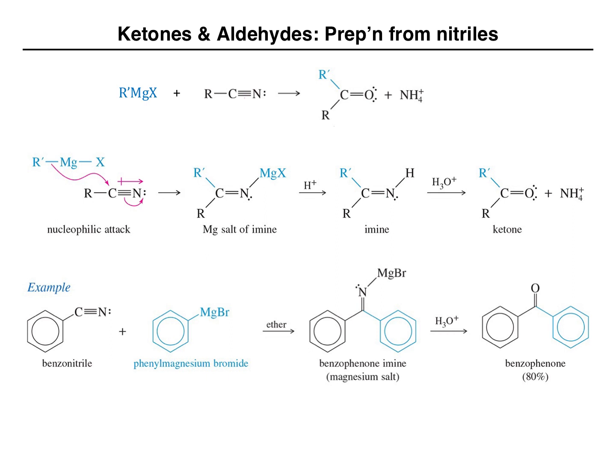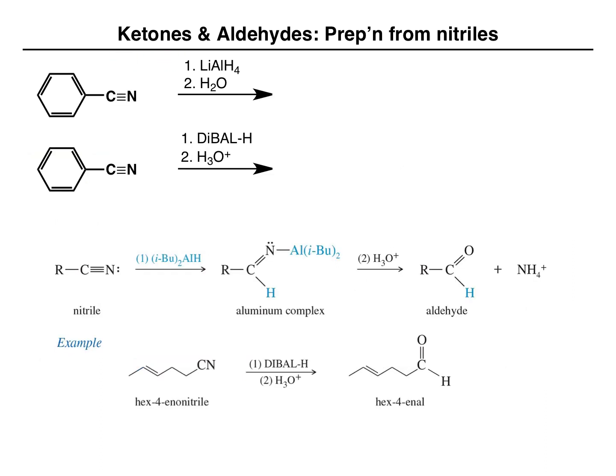So for a specific example, we could react benzonitrile with phenylmagnesium bromide. So this is going to add to this carbon, pushing these electrons onto the nitrogen, giving us this imine salt. And then with hydrolysis, first this imine salt is going to be converted to an imine with an NH, and then the imine will be converted to this ketone. So nitriles can be a source of ketones.